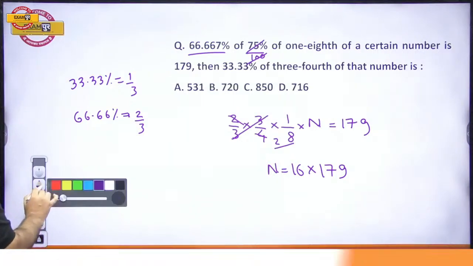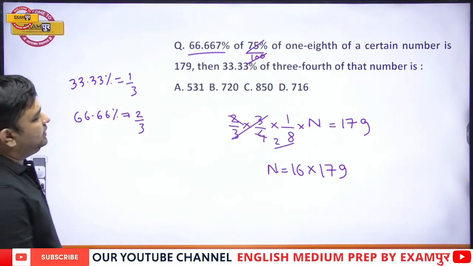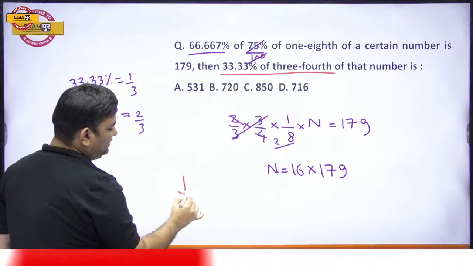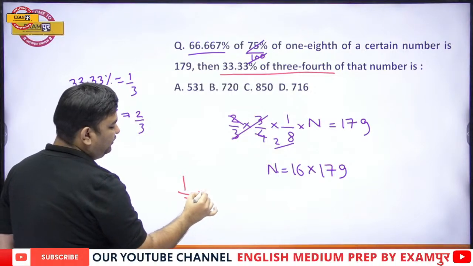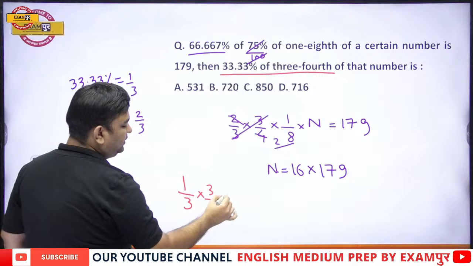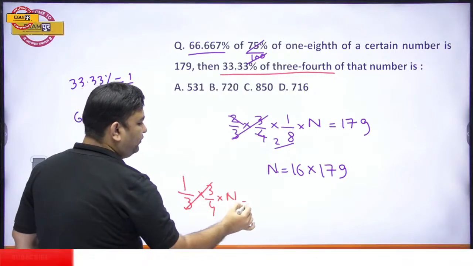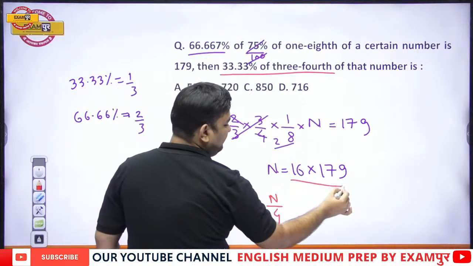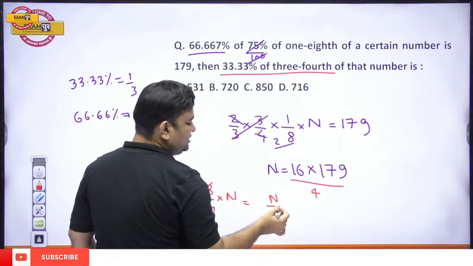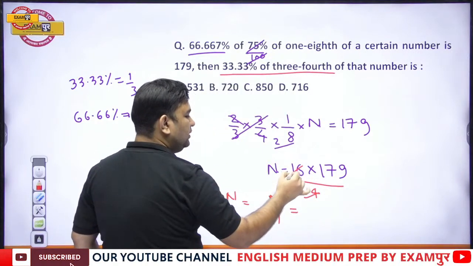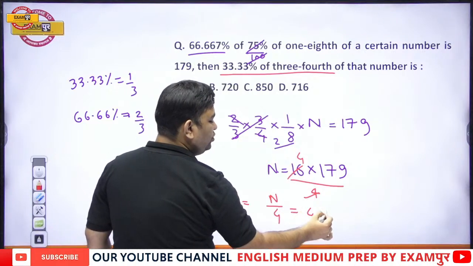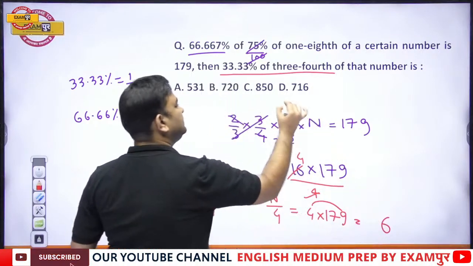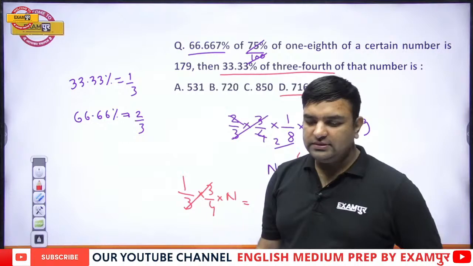Now, what are they asking? 33.33% of 3/4 of that number. 33.33% is 1 by 3. 3/4 is 3/4 of that number. Basically, they are asking n by 4. N is known, just divided by 4 to make it n by 4. Answer is 4 into 179. Unit digit of 6.